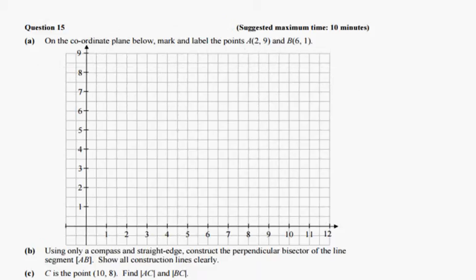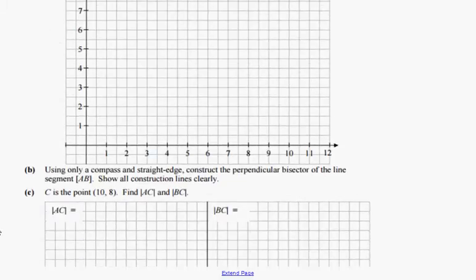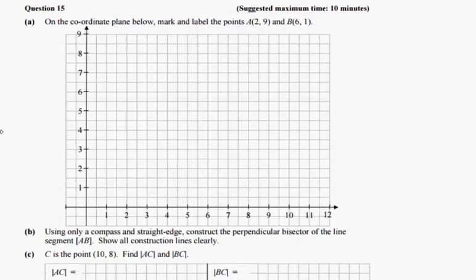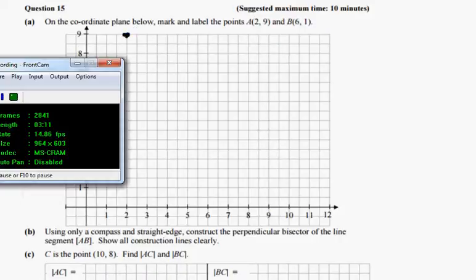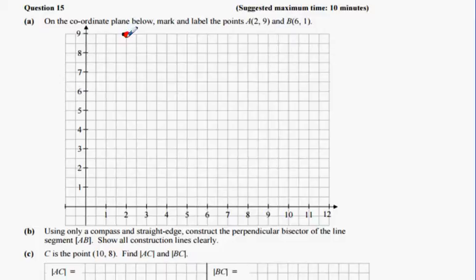We have our coordinate plane as shown, and we need to write down the points. 2, 9 for A: 2 across, 9 up, that one there. And the other one, 6, 1, that one there. Okay, using only a compass and a straight edge, construct the perpendicular bisector to the line segment AB. Show all construction lines clearly.